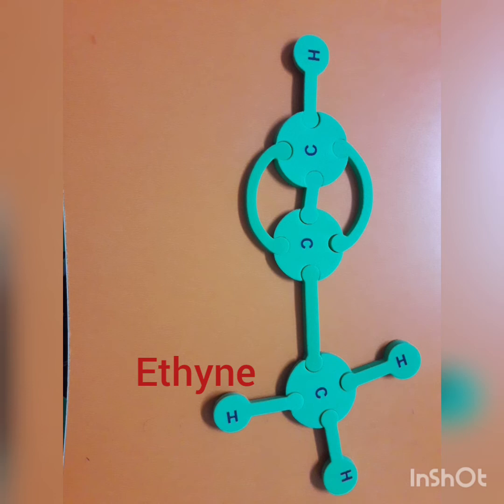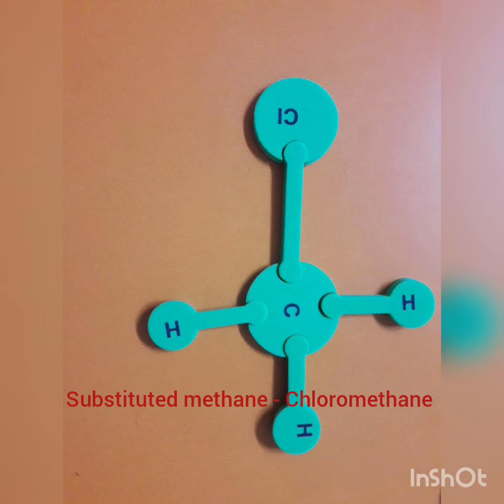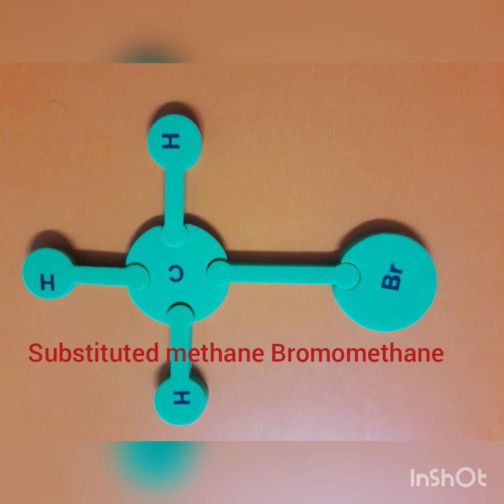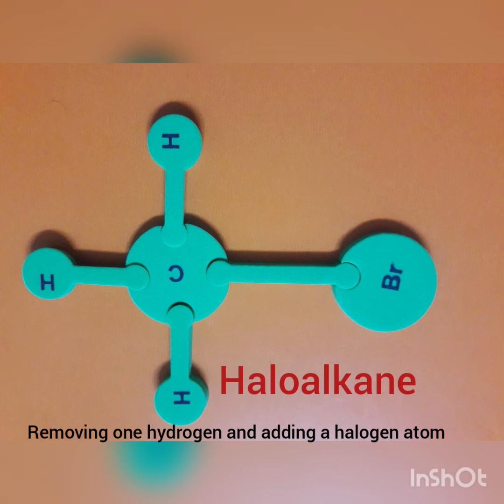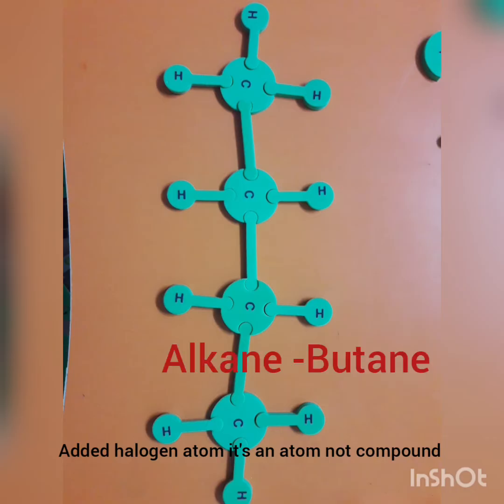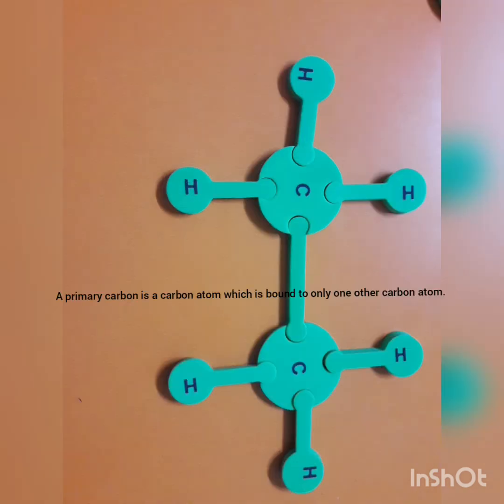Here I have joined one more carbon with the alkyne. And in this you can see that I have substituted methane. I have removed one hydrogen and added chlorine in the previous picture, and in this picture I have added a bromine. This is known as mono-substituted methane. I am removing one hydrogen and attaching some other halo group. These are halo compounds. I have just removed one hydrogen and added a halogen atom. You can see here this is butane. Butane is an alkane, single bonded, and this is ethane. Again it's a single bonded compound that comes in the alkane family.